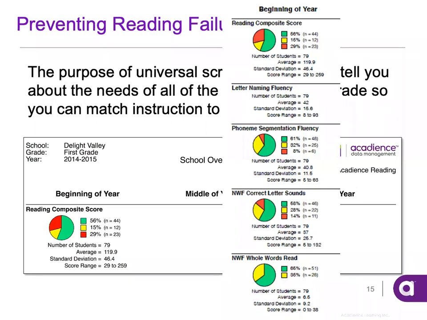Now, I'm using first grade as an example, but this can be applied at any grade level. As we move up into second grade, the indicator we would be using at the beginning of grade 2 would be the NWF scores or whatever letter sound indicator you have from your universal screener. As we move up into the beginning of grade 3 and beyond, we'd be using the accuracy score from the ORF screener at the beginning of the year.